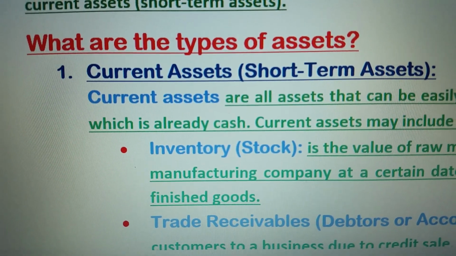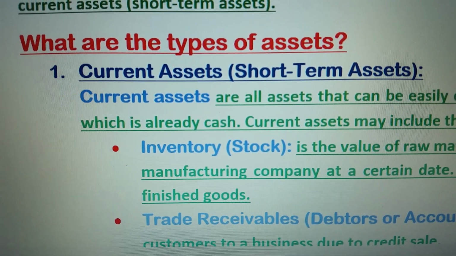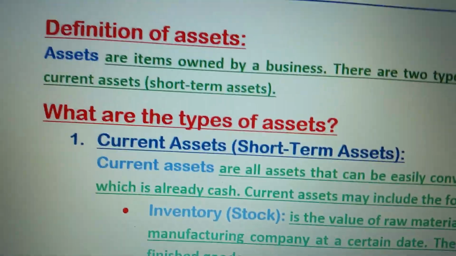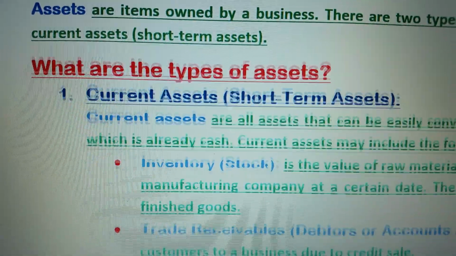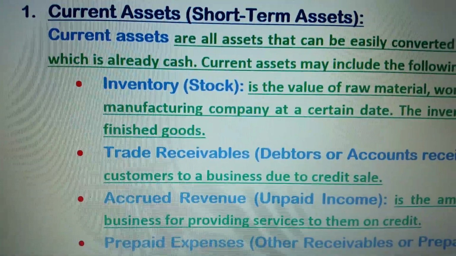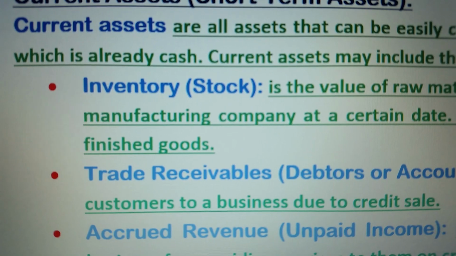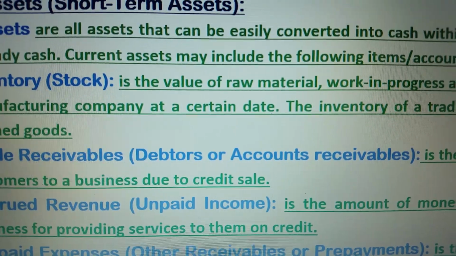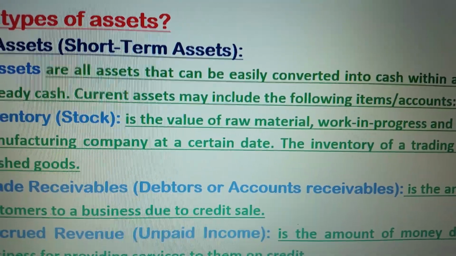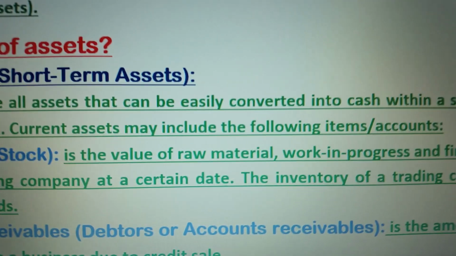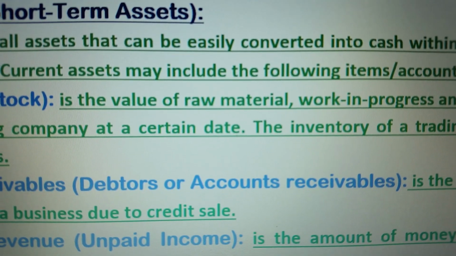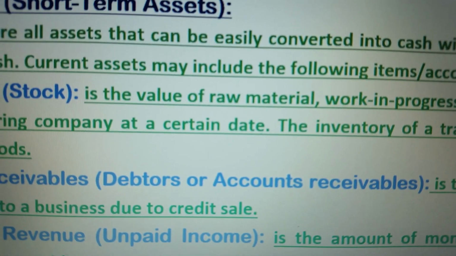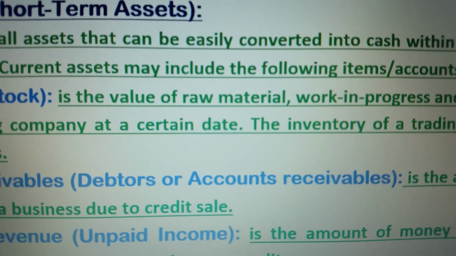In fact, current assets include many items. The first one is called stock or inventory. Stock or inventory is the value of raw material. If we talk about Juhayna company, then the raw material will be milk. If we talk about a furniture maker, the raw material will be wood.